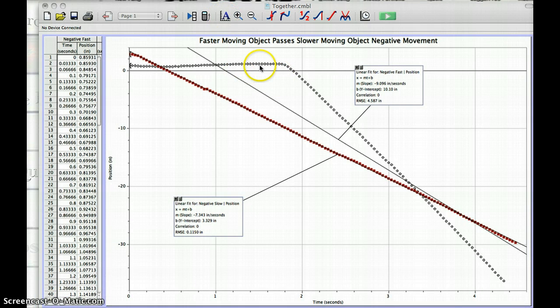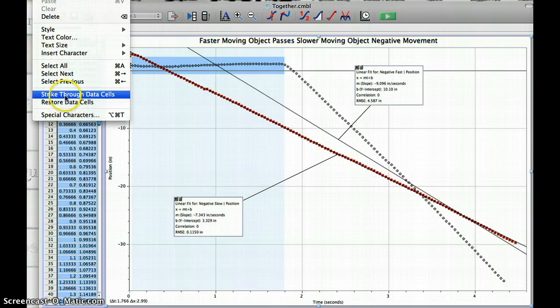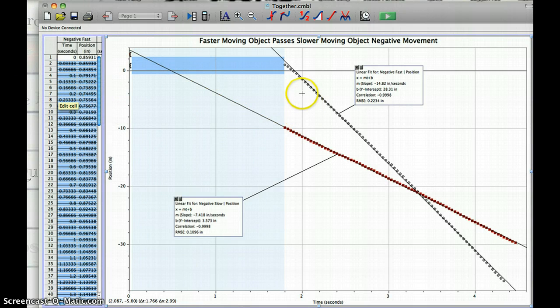But now that I realize it, that is not the actual slope of the faster object. If I wanted to find the slope of the faster object, I would have to take these points here where it's steady, and then I would have to strike through those data cells, and then here, that is the correct slope of the faster object, because it is not counting those points where it's held still.